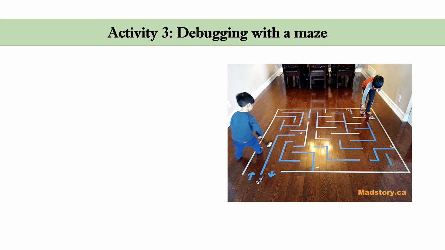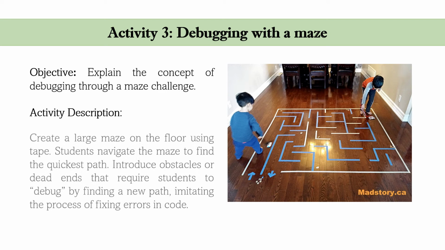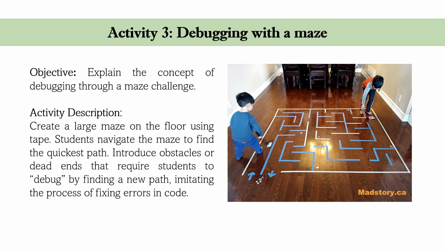Activity 3 is called Debugging with a Maze. The objective is to explain the concept of debugging through a maze challenge. To do this activity, you need to create a large maze on the floor using tape or any other objects. Students navigate the maze to find the quickest path. You can introduce obstacles or dead ends that require students to debug by finding a new path, imitating the process of fixing errors in code.